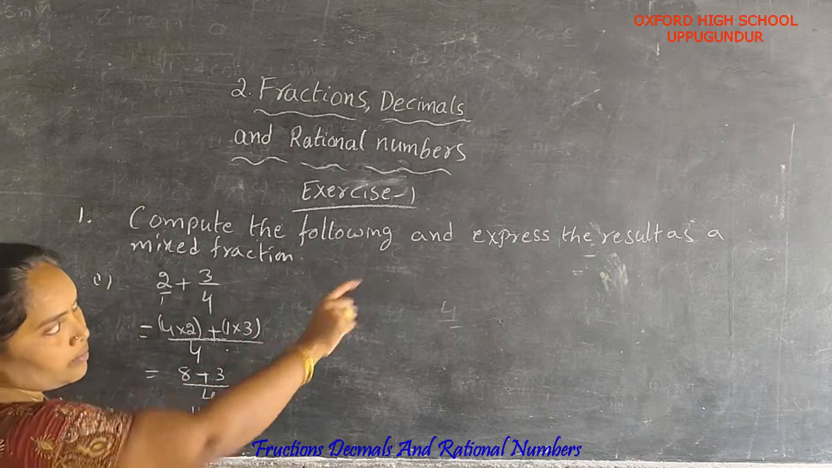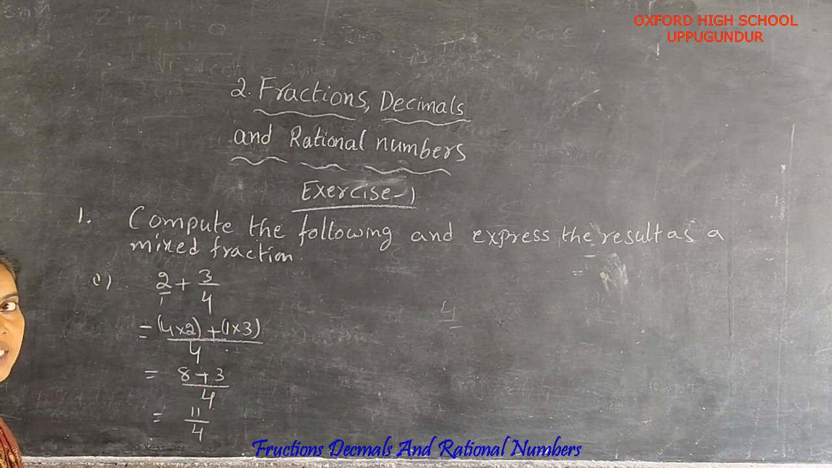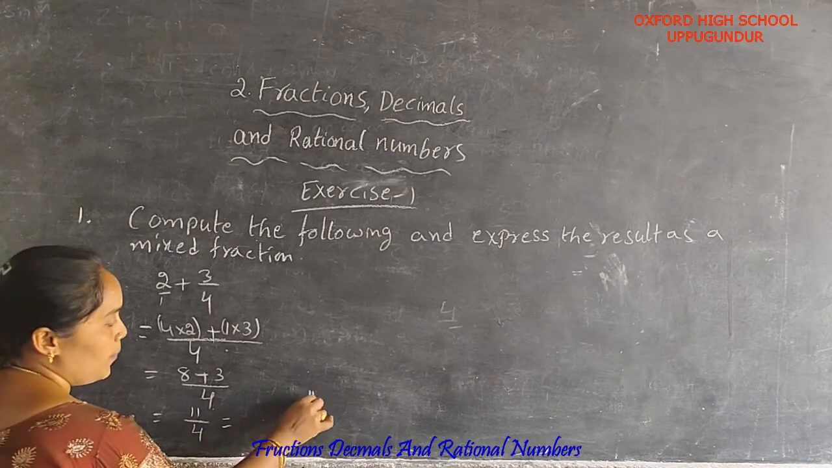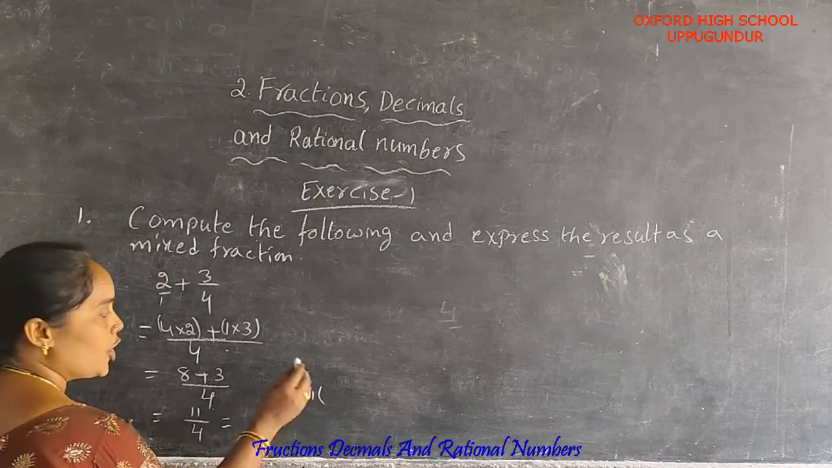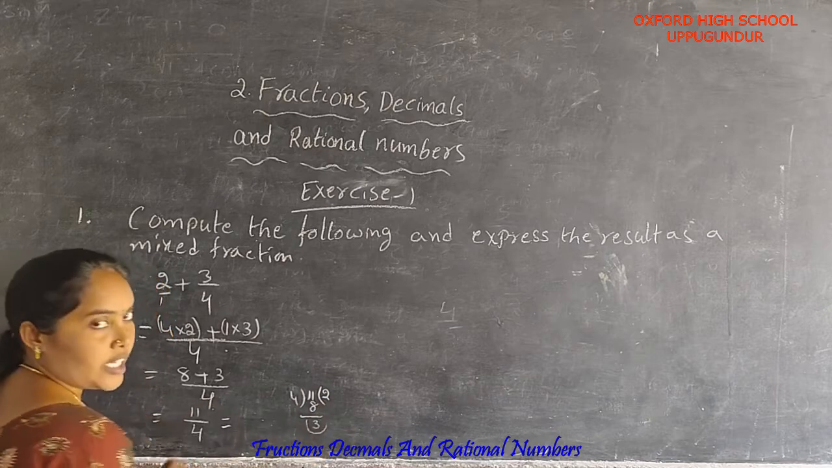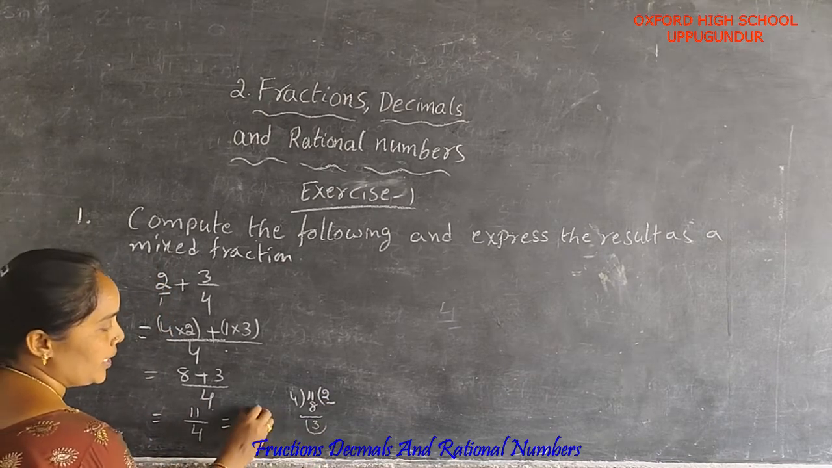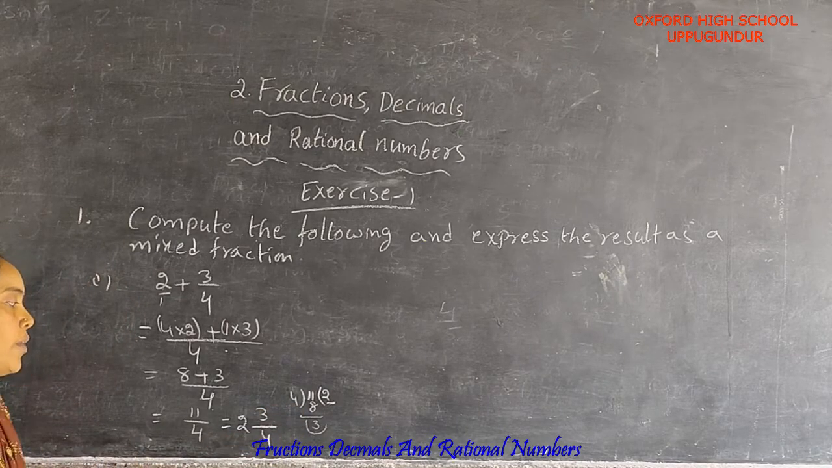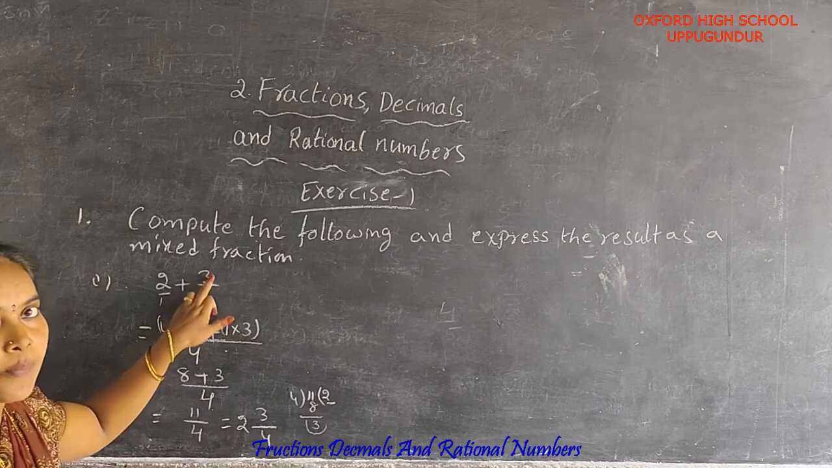But here the result must be a mixed fraction. This is an improper fraction. Converting an improper fraction to a mixed fraction means division by the denominator. 4 twos are 8, 11 minus 8 is 3. First we write the quotient 2, next the remainder 3 by 4. 2 3 by 4. The answer is 2 3 by 4. Once again, see 2 plus 3 by 4.